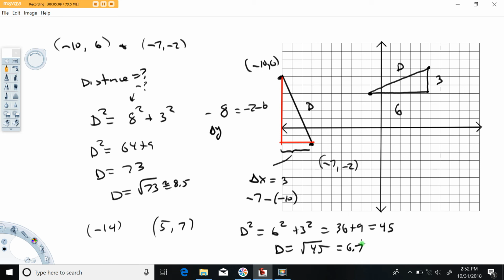So the point of this video is to help demonstrate how to find the distance between 2 points. I hope that this has done that for you successfully.